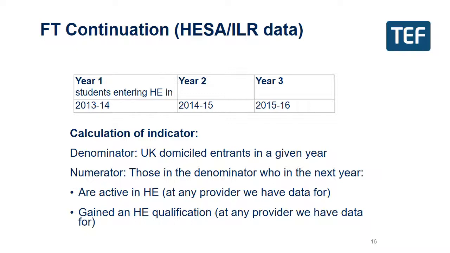And if students are no longer studying but have left having gained a qualification, we pick those up as positive responses too. The continuation rate then is a lot easier to calculate than the NSS example we just looked at. It's just the numerator divided by the denominator expressed as a percentage.